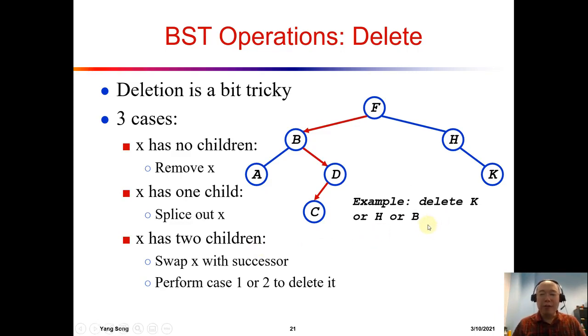And how about B? If we want to delete B, which case is that? Case 3, because B has both children. The next question: what is the successor of B? The successor is found by going to the right subtree and finding the minimum. And what is that? That is C. So how do we do the change? We swap B and C.